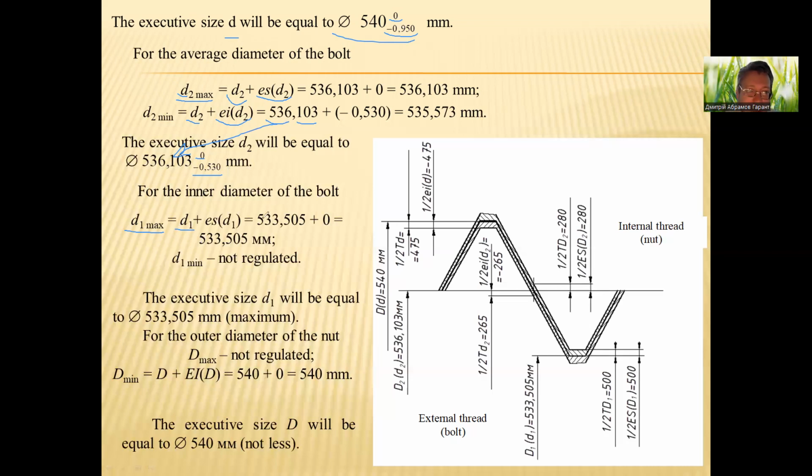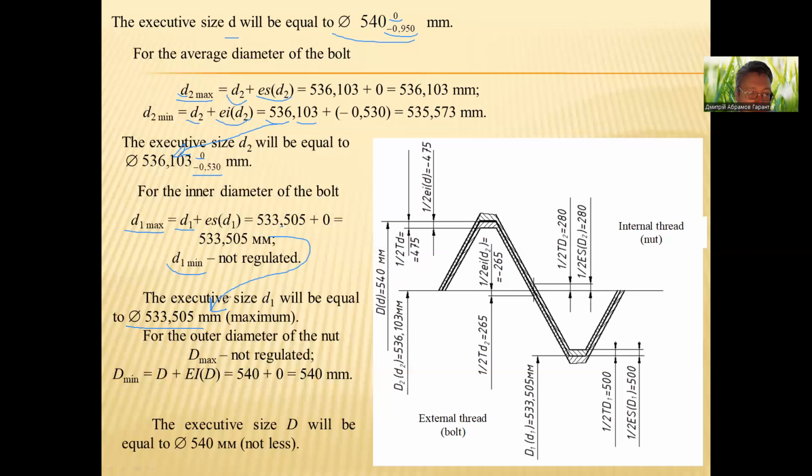It's equal to 533.505 plus 0, and this will be equal to 533.505 millimeters. And D suffix 1 minimum is not regulated. The executive size D suffix 1 will be equal to the diameter 533.505 millimeters. It's the maximum diameter.